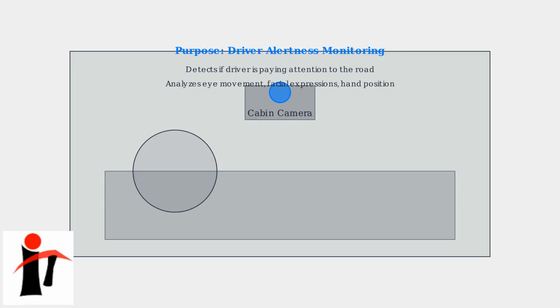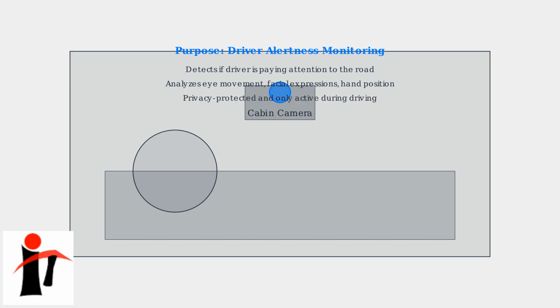Inside the Tesla vehicle, the cabin camera is positioned on the rearview mirror or dashboard area. This strategic placement allows it to have a clear view of the driver's face and upper body. The cabin camera serves a critical safety function by monitoring driver alertness. It uses advanced computer vision to detect if the driver is paying attention to the road ahead. Specifically, it analyzes key indicators such as eye movement, facial expressions, and hand position on the steering wheel. This helps identify signs of drowsiness or distraction.